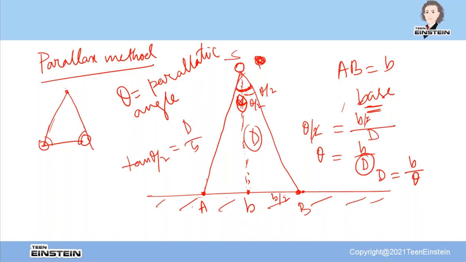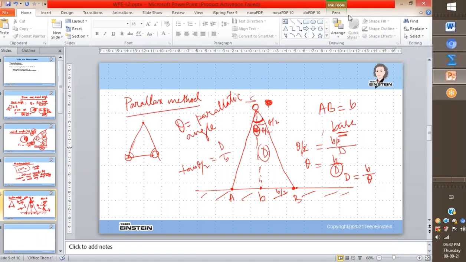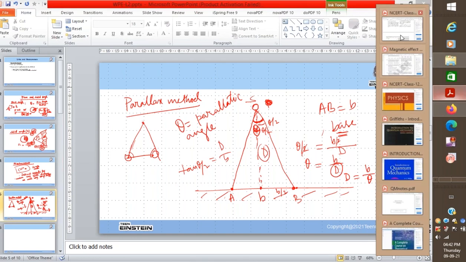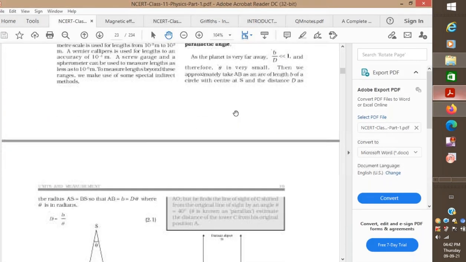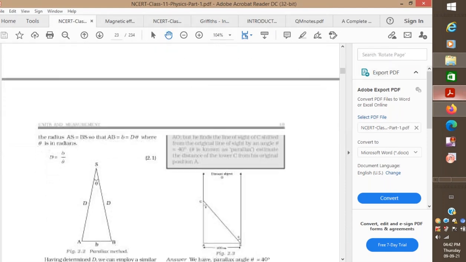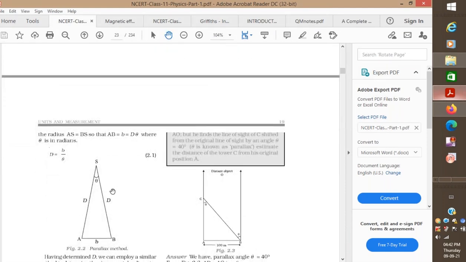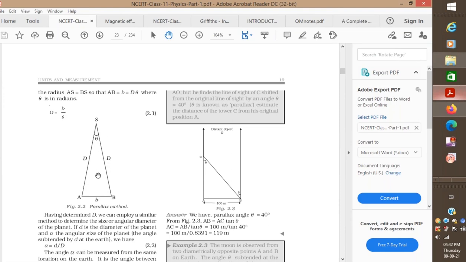So from the geometry, we can find the perpendicular distance. Let me go to your book. Look here, we can find d is equal to b by theta. This is b, and this is your perpendicular distance d. So you can find it easily. The radius is the d I have supposed, and AB I have taken as an arc of the circle having radius d, so b will be capital D theta. From this figure we can find it out.